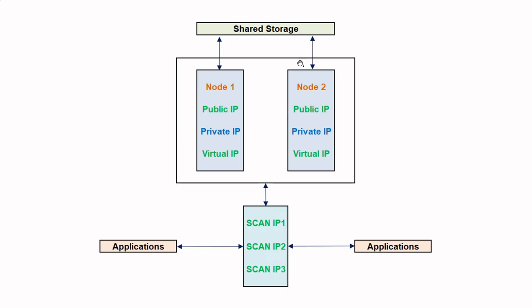So if for some reason this particular node goes down, the SCAN IP will know that this node is down, and it will not redirect any connection to this node. It will directly redirect to the other node. That is the advantage of the SCAN IP, because you don't have to modify your application connection to multiple IPs. And even if you add more nodes, you don't have to change the SCAN IP or change any configuration at the application. So application level changes are eliminated by using the SCAN IP.